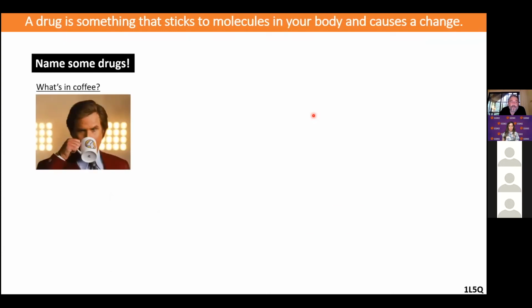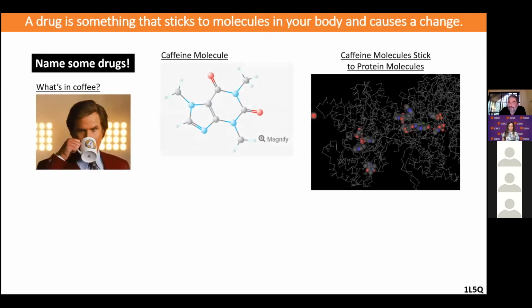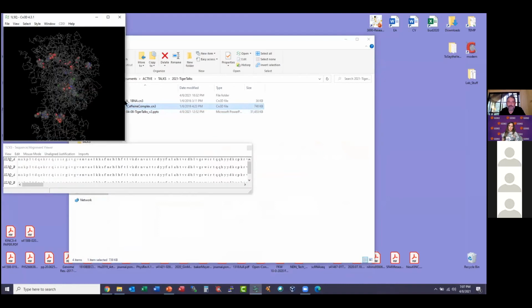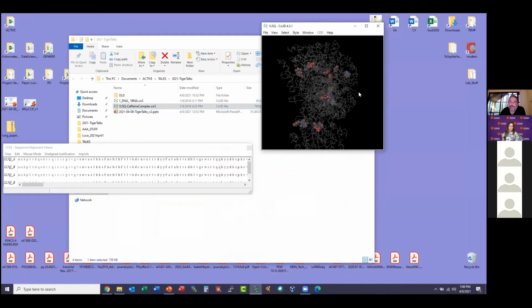So drugs, this is caffeine. Here is the structure of caffeine, and I want to pull that up really quick. This caffeine molecule, there's one right there. This is a protein where it's stuck. All these drugs stick to, interact with, touch the biochemistry of your cells. And I just want to pull this up as a real protein.